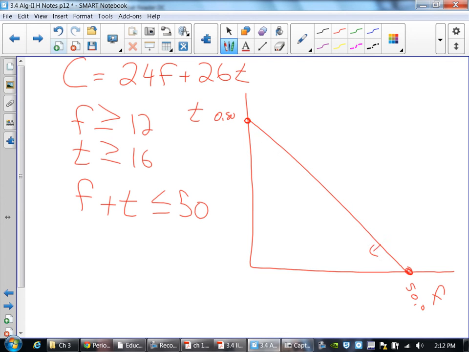And we're moving inward. We know we're moving inward because 0 plus 0 is smaller than 50. Now we have to plot in our other points. We'll say 12 is here, and 16 is here. They intersect at 12 and 16, convenient.